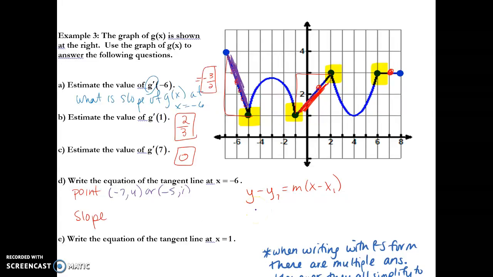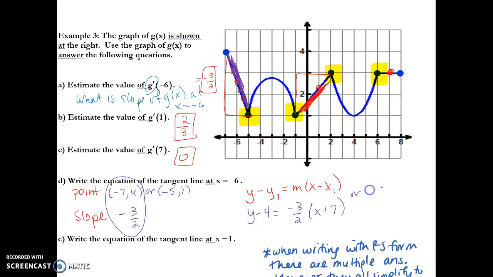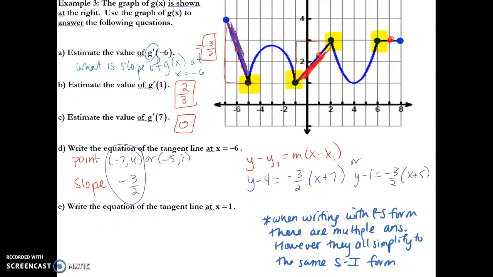Now, we already said the slope at x equals -6 was -3/2, and then now we just pick one point or the other and go with point-slope form. So let's just say I use this first point, then I would have y minus 4 equals -3/2 times (x plus 7). And if you would have used the other point, your answer would have been y minus 1 equals -3/2 times (x plus 5).